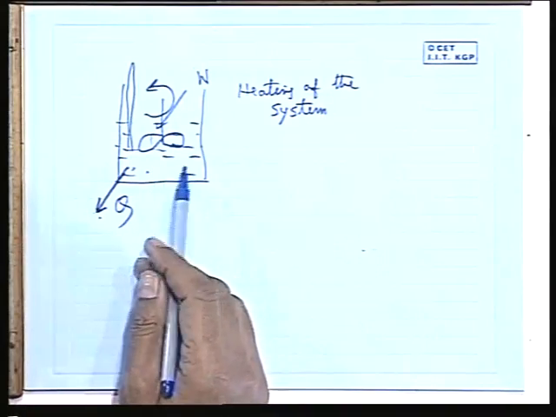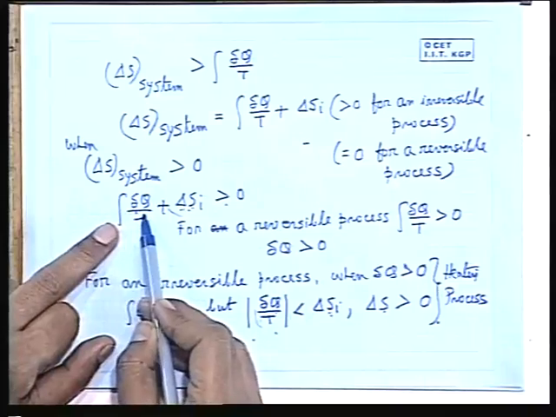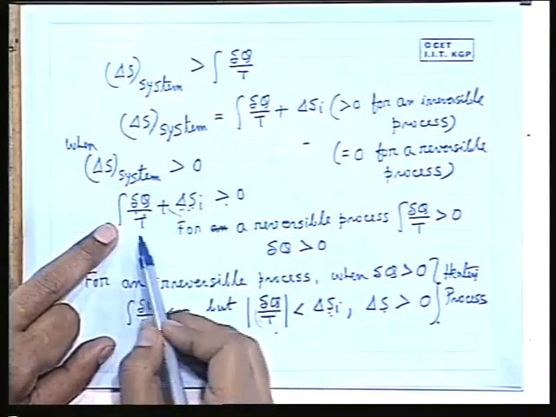Sometimes it is asked, can you give an example where heat is being taken out of a system, till its temperature, till its entropy increased? Yes. So you can say that entropy will increase if you give heat to either a reversible process or an irreversible process.